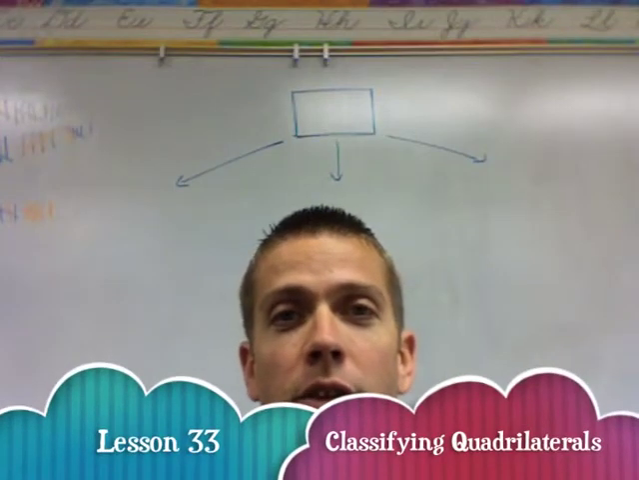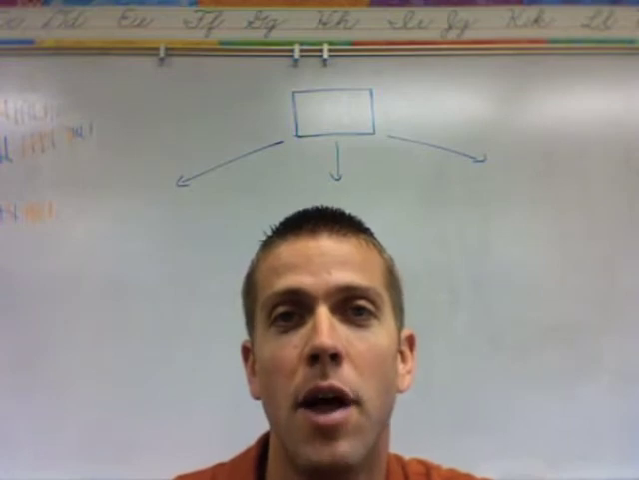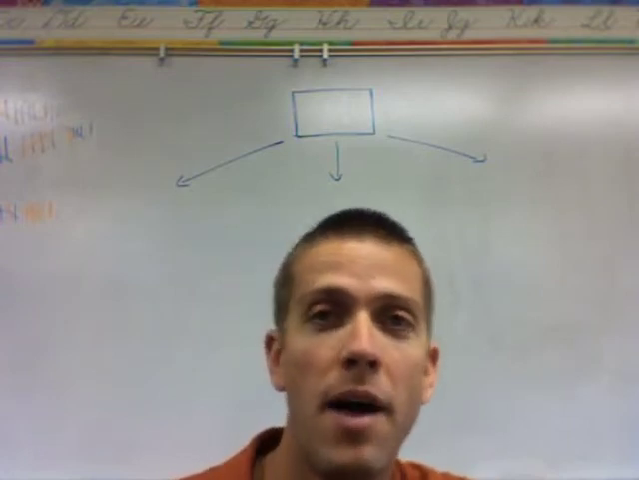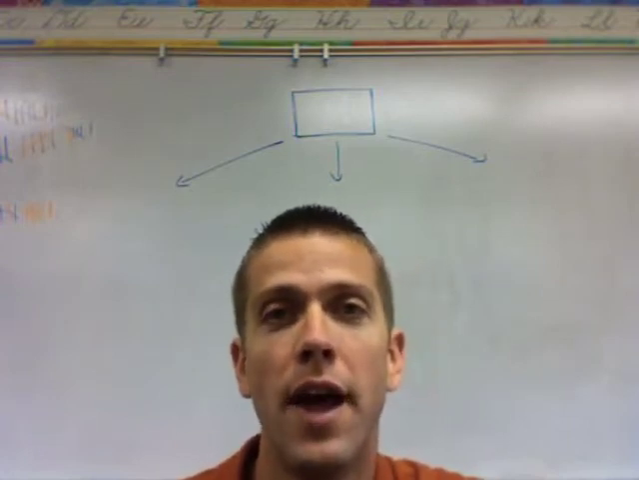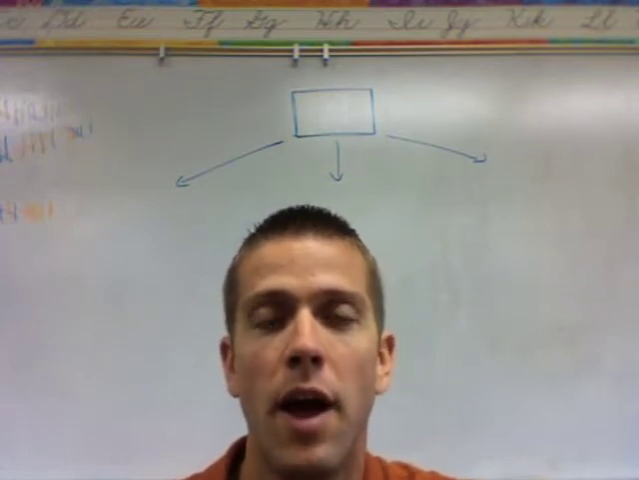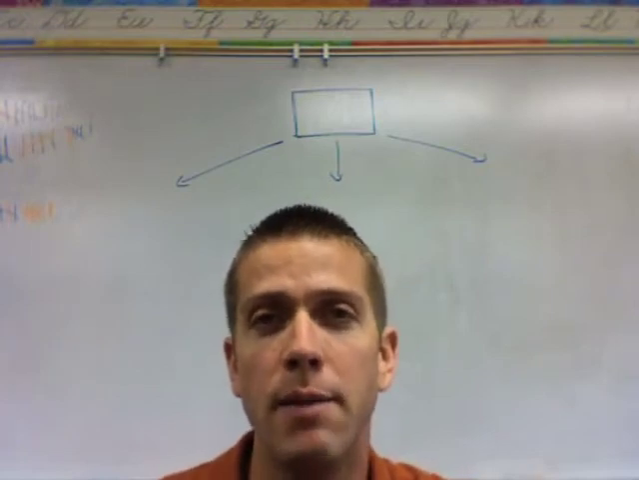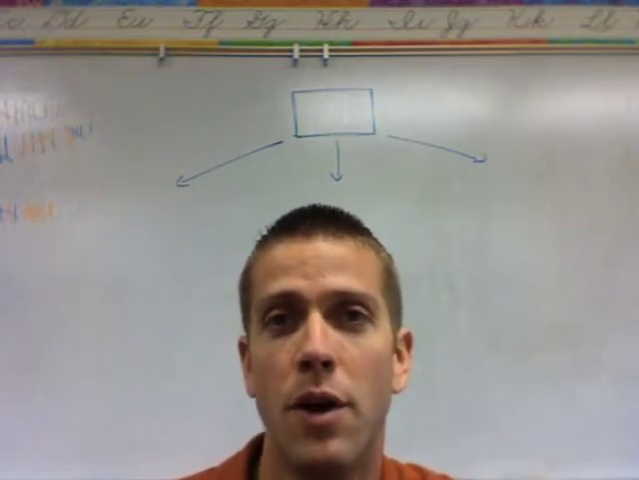Welcome to lesson 33, classifying quadrilaterals. A quadrilateral is a polygon that you're familiar with. I have one up on the board, and you know that it is a polygon that has four sides, like a quad that you ride in a desert has four wheels. But there are so many different types of quadrilaterals.